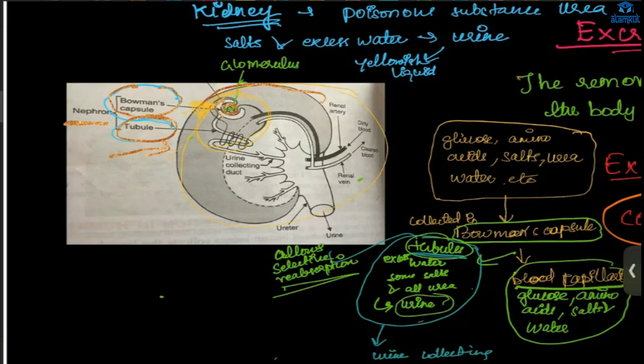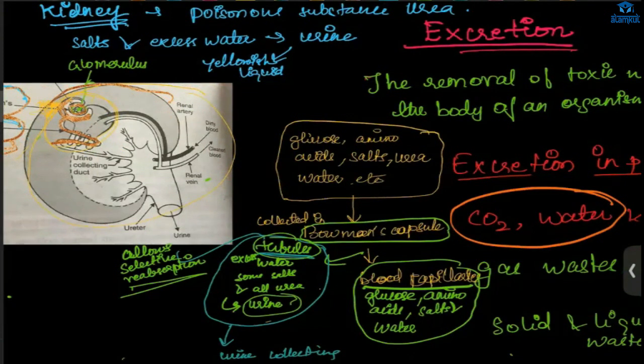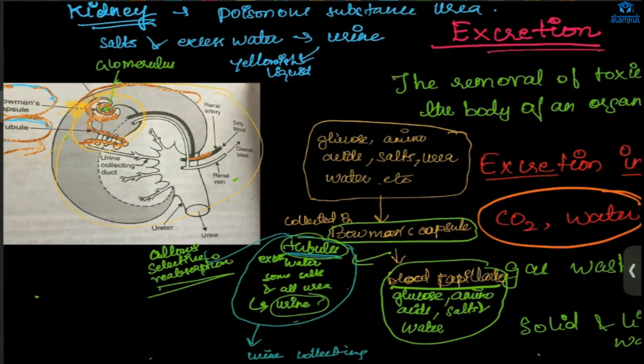Then this cup-like structure is what we call Bowman's capsule. And this tube-like structure is the tubules. These all make what? Nephron. Now here dirty blood will come in. Through the renal artery, dirty blood will come and it will go to the glomerulus.